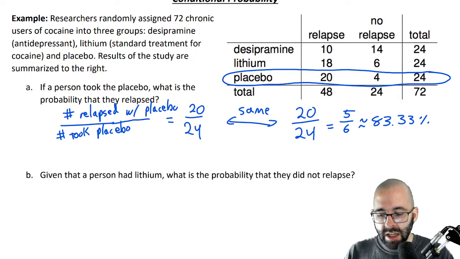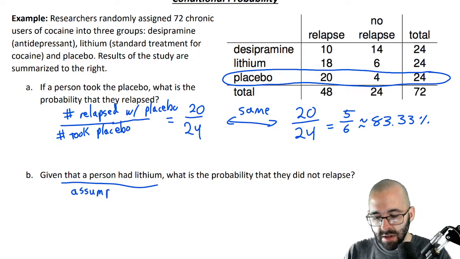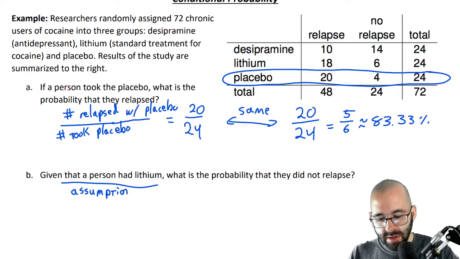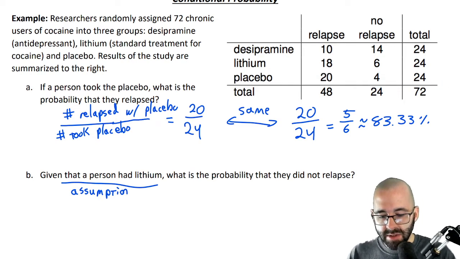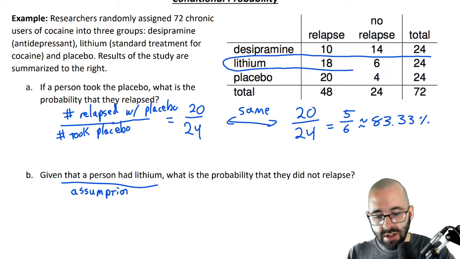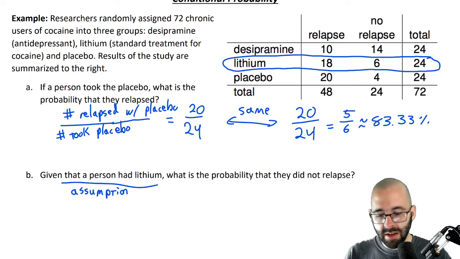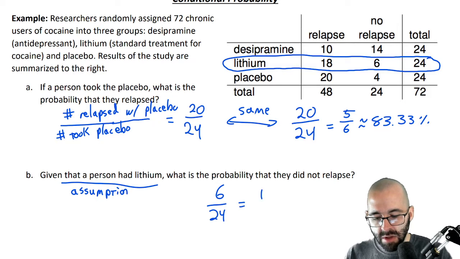So let's do this again. Given that a person had lithium, this right here is the assumption. Given means assumption. Given that a person had lithium, what's the probability that they didn't relapse? It's going to be very similar. Given that they had lithium, we're only looking at these people. What's the probability that they didn't relapse? 6/24. That's 1/4 or 25%.